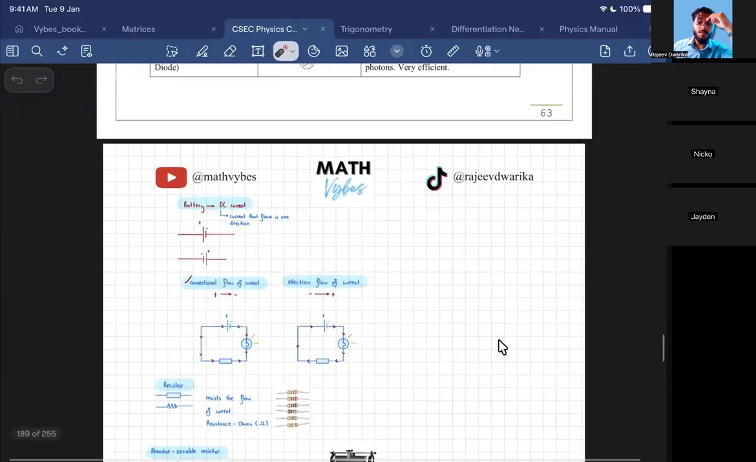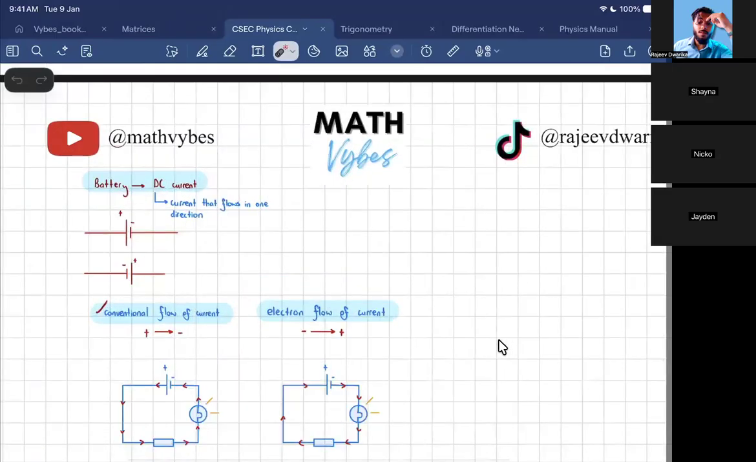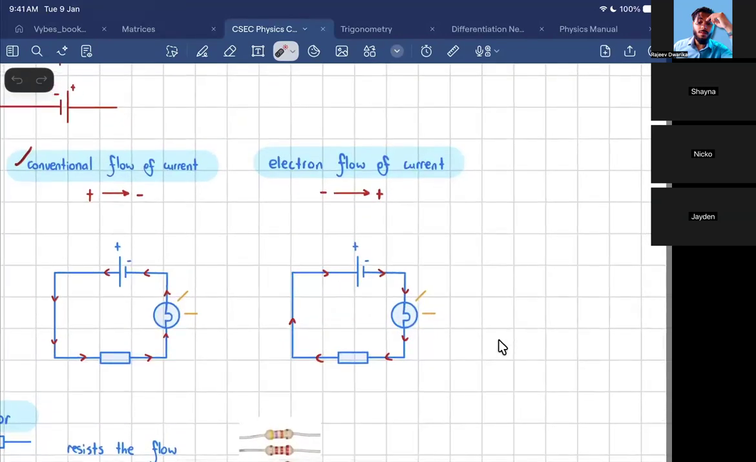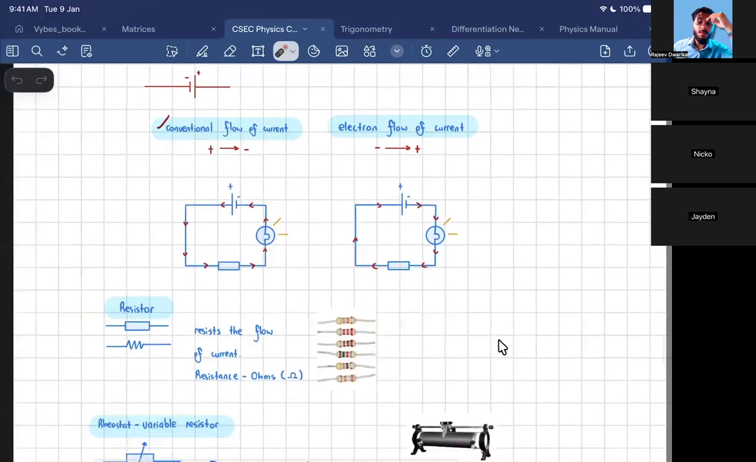What we would have covered so far when we started, we'd have covered batteries, and that gives you DC current, meaning that the direction of current never changes. We would have looked at conventional flow of current and electron flow of current. Conventional flow of current is the one we're going to be using most of the time, and that says current goes from positive to negative.